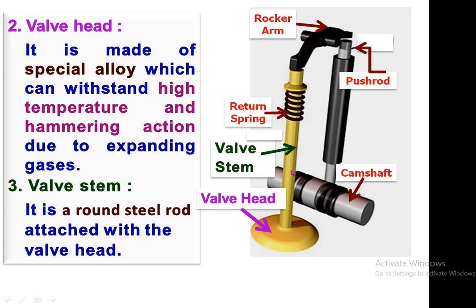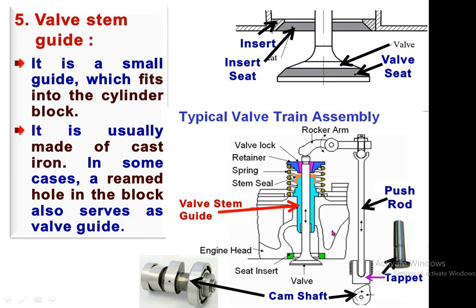Then valve stem. See, this is the valve stem. It is a round steel rod attached with the valve head. See, the extended rod through the valve head is called the valve stem. Valve stem guide. See, this is the valve stem guide, in which the valve is perfectly going up or down. It gives clear movement of the valve during its opening and closing. This valve stem guide helps to have a close fitting with it.